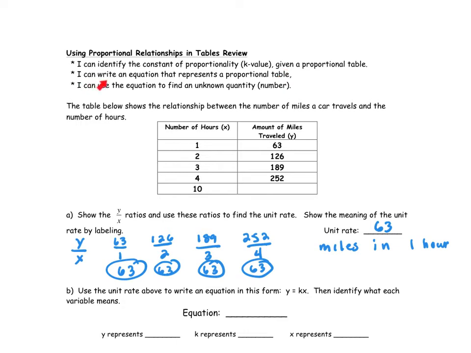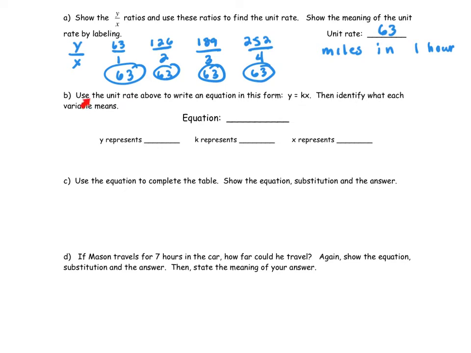Our next goal is I can write an equation that represents a proportional table. It asks us to use the unit rate above to write an equation in this form, y equals kx. Then identify what each variable means. Well, the unit rate is called the k-value because we replace the k with our unit rate. So the equation should look like this: y equals 63x.